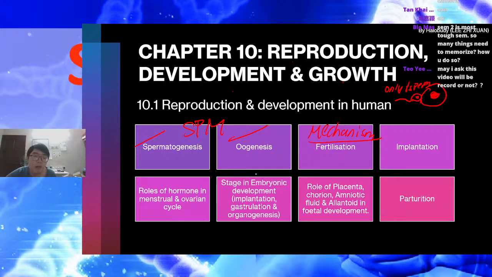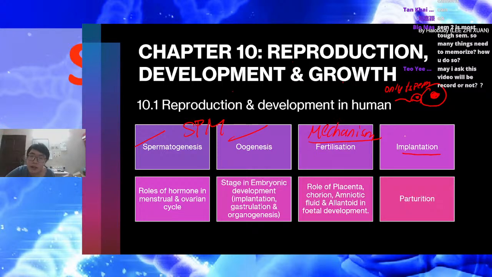Okay. Next is about implantation. So implantation is after fertilization, right? After the fertilization process, it will form 2 cells, 4 cells, 6 cells, 8 cells, 32 cells, right? Then it will form by mitosis, right? I don't know if you guys remember or not. If you don't remember, you can refer to the book. This you already learned in SPM.